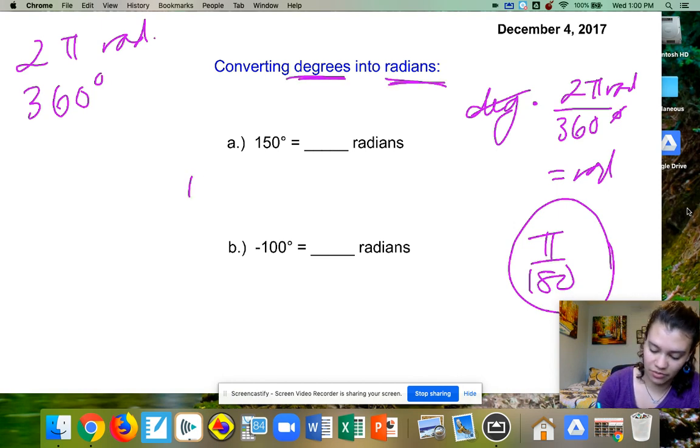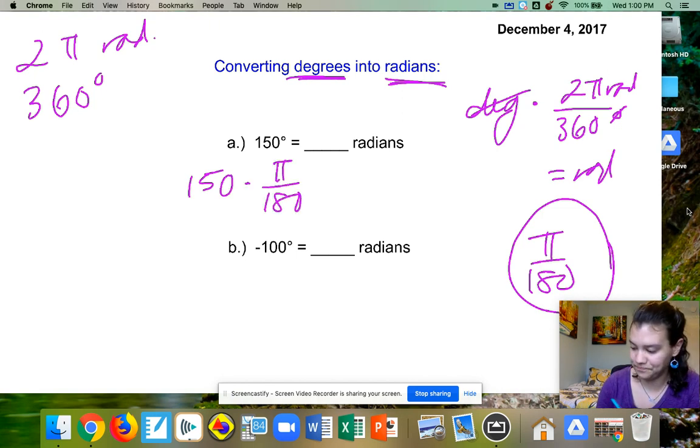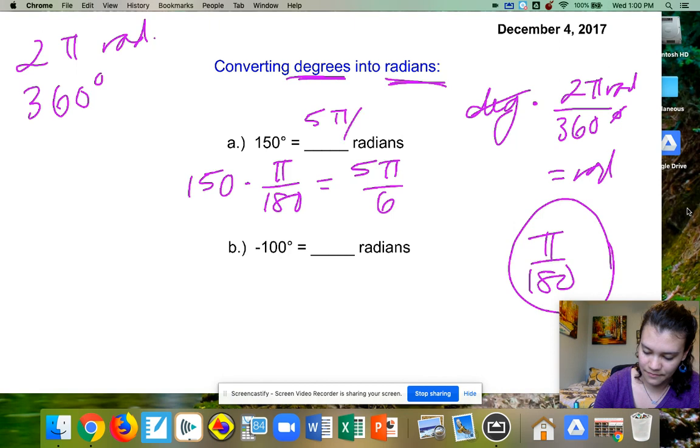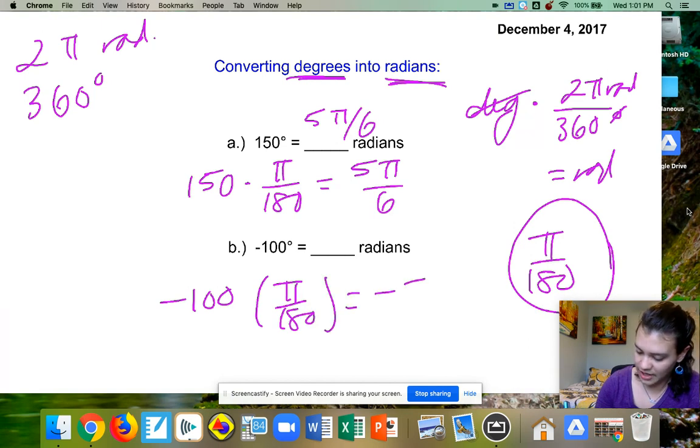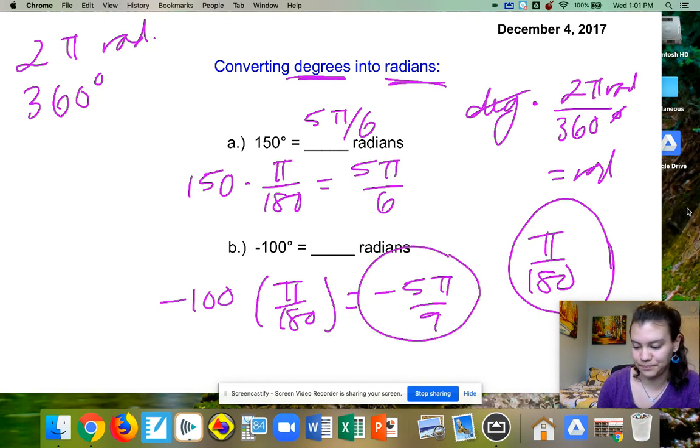So I want to take 150 into radians. I'm going to multiply by pi over 180, which then will simplify to 5 pi over 6. To try the next one on your own, pause and then check with me. If you have negative 100, multiply by pi over 180, simplify down, and you should get negative pi over 9 as your final answer.